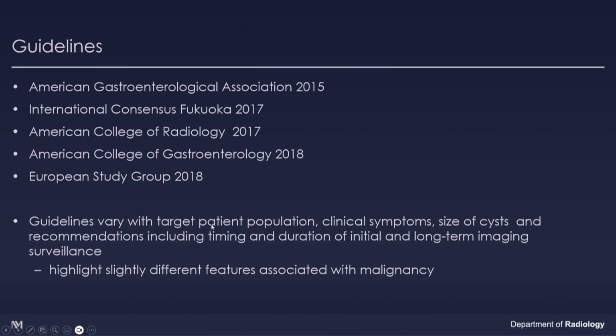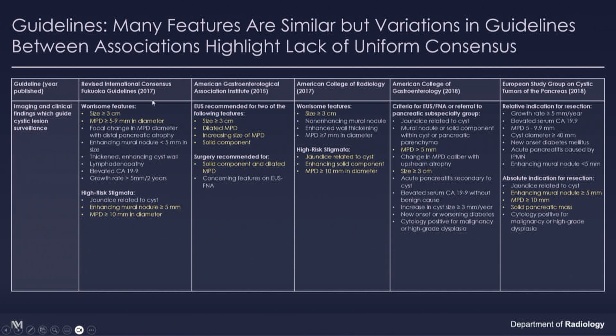Every guideline has a little bit different target population. Some look at clinical symptoms, some look at the size of the cyst, and the recommendations and the timing of the follow-up all vary, highlighting slightly different features associated with malignancy. So again, this is in the article that I wrote about, but it does illustrate a lot of them look at the worrisome features of size over 3 centimeters, a main pancreatic duct dilatation. If there's non-enhancing nodules, then they're more likely worrisome features. High-risk stigmata, as we mentioned, was if the main pancreatic duct is markedly dilated or if you have a solid enhancing nodule.